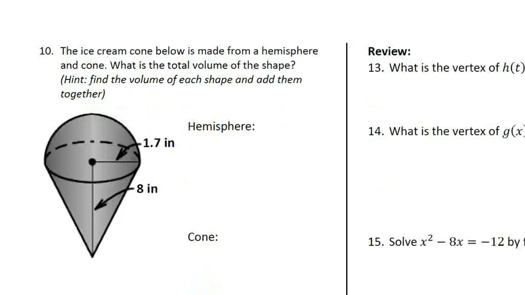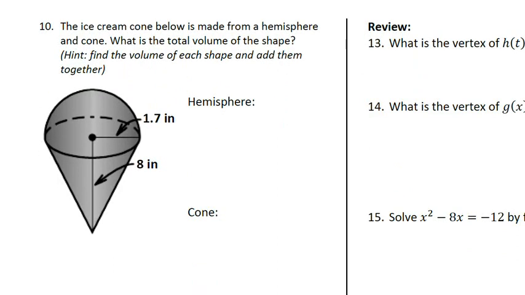All right, question number 10. Class, we've covered composite shapes before. I want you to see this ice cream cone right here is just a cone, and I know the radius of the base and I know the height, so I can figure out the volume of my cone. Remember, it's 1/3 base area times height, and I can also figure out the volume of this shape right here, because that's a hemisphere. It's half of a sphere.